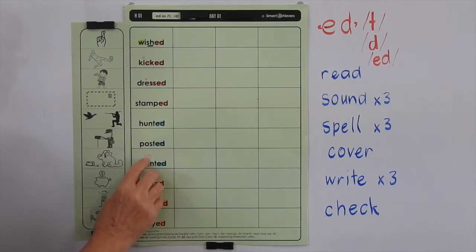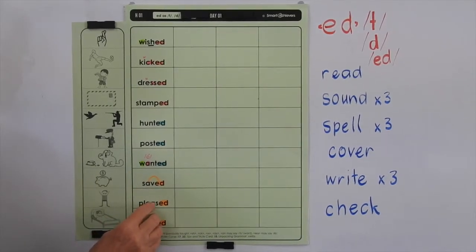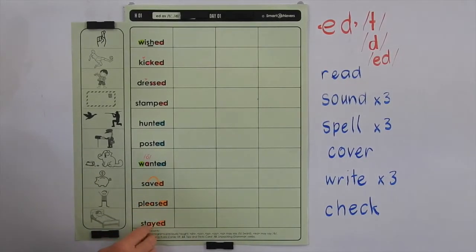It could be an A or it could be an O for that OT sound. But after a W or a WH, we're using the A for the OT sound. Saved, we've got the E making the A make its long sound. Pleased, we've got that long E sound in there. And stayed, we've got the long A sound with the AY. All right, but the main thing is learning about that ED at the end.